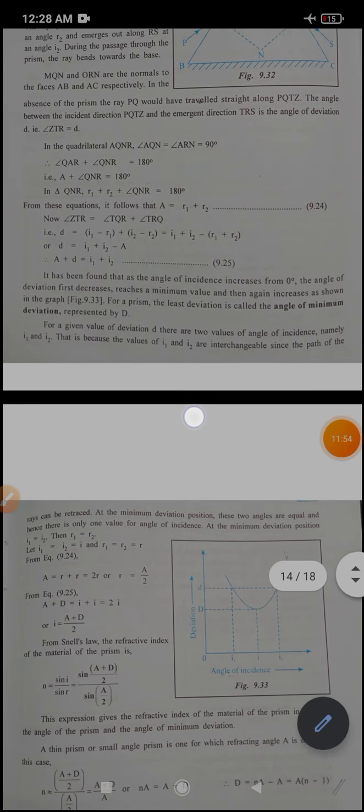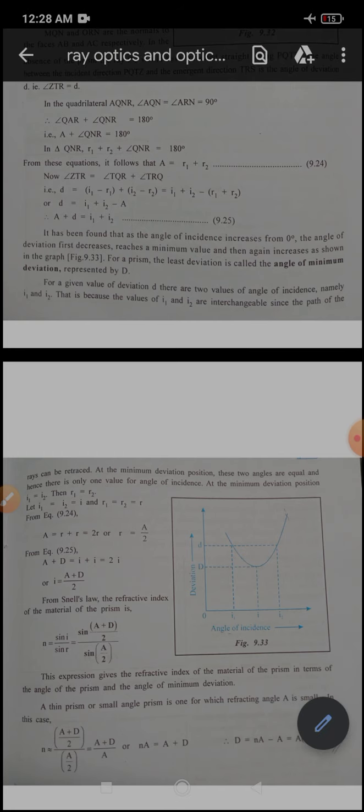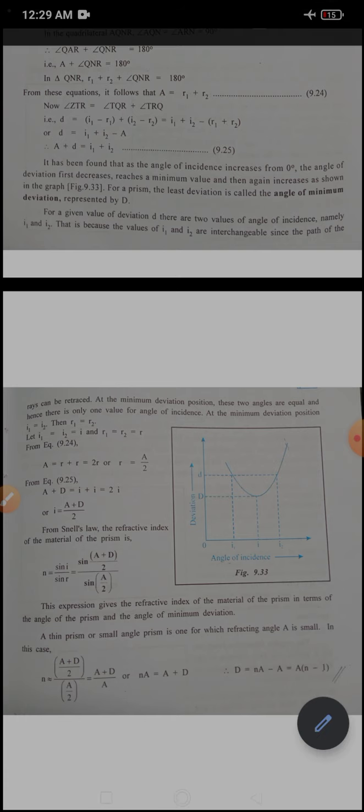By this we can say that as the angle of incidence increases from 0 degrees, the angle of deviation decreases and reaches a minimum value, and again it starts to increase as the angle of incidence increases. This least deviation is called the angle of minimum deviation, represented by the letter D, as shown in this figure.